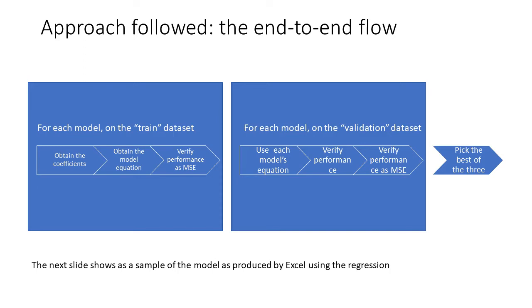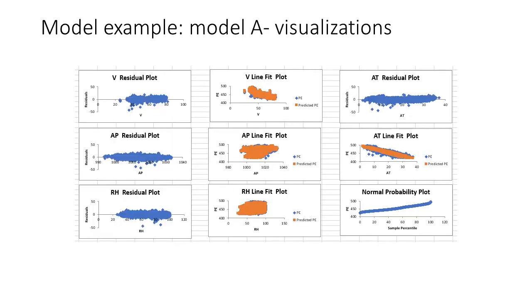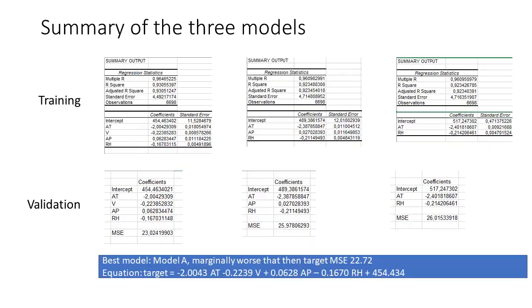Model A is this model. As you can see, this is the output of the regression tool in Excel, and it provides plenty of information, including the predicted value for each one of the observations. Then I compare this predicted value versus the actual value to identify the mean square error. Also, it provides some charts that I'm not going to explain, but this is the summary of the 3 models.